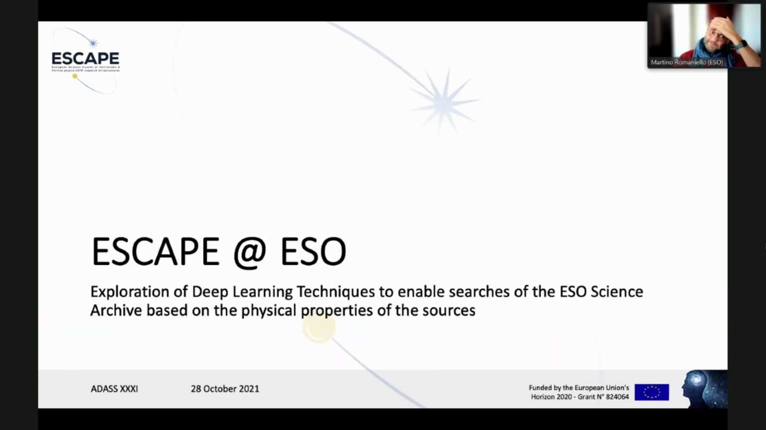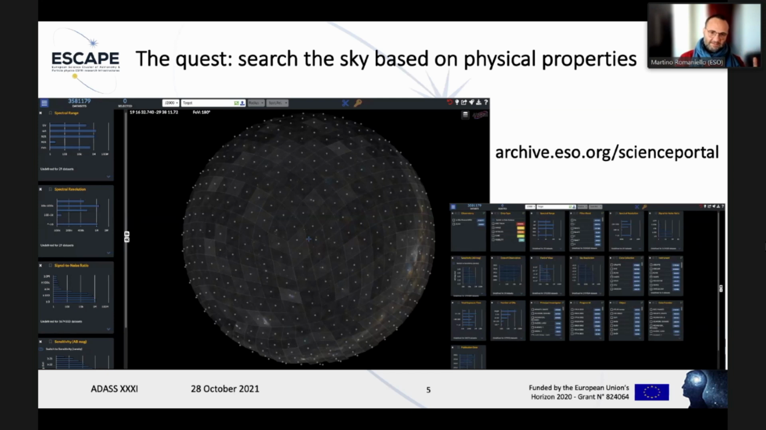So what we've been trying to do is to explore applying deep learning techniques to enable searches in the ESO Science Archive. This is the headline of what we've been trying to do. Why is that? These are two screenshots from the ESO Science Archive, the Science Portal. When you log in, the one on the left is a landing page, you're not presented with anything specific, you're presented with the whole content of the archive. The celestial sphere is color-coded and also in grayscales, depending on the type of observations we have in every position on the sky. These are just HEALPix bits.